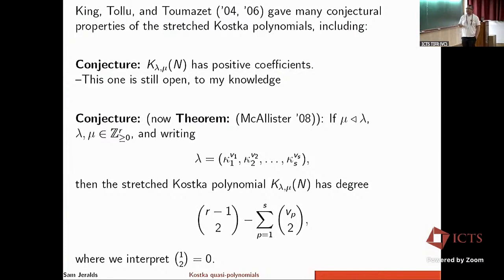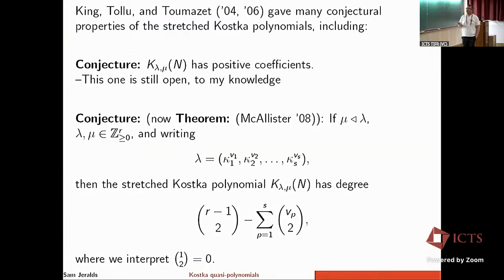A second conjecture, which is now a theorem, due to McAllister in 2008, is that, okay, well, we have to parse through a bit of notation. So first, if mu is strictly dominated by lambda. What I mean by this is that in our dominance order, we allowed for weak inequalities. Here I say, well, each step of the dominance order should be a strict inequality. So all of these partial sums across mu should be strictly smaller than partial sums across lambda.